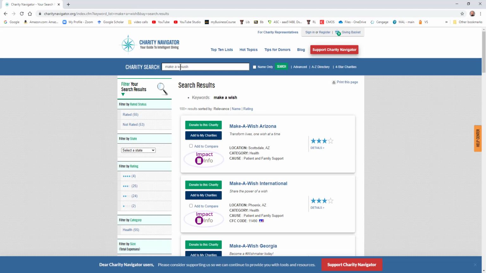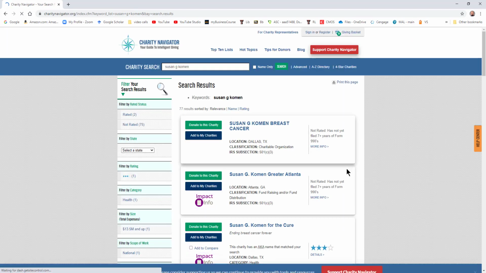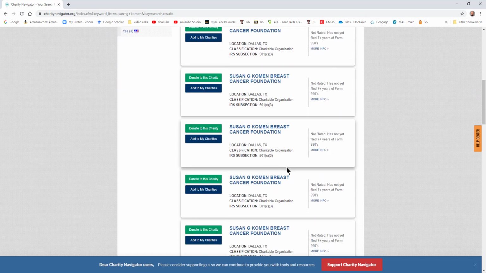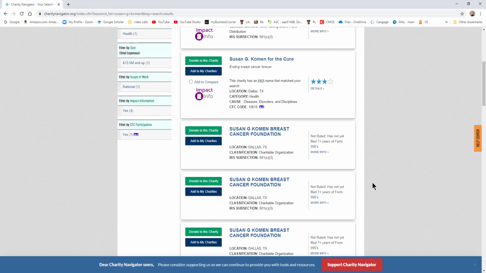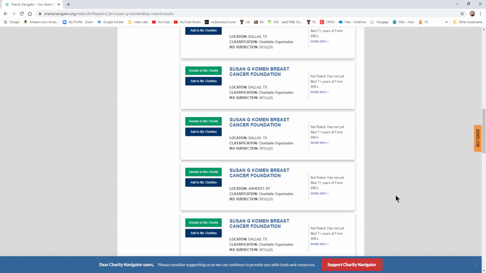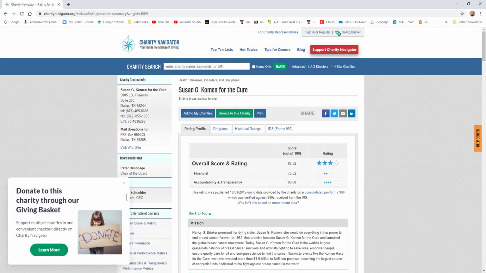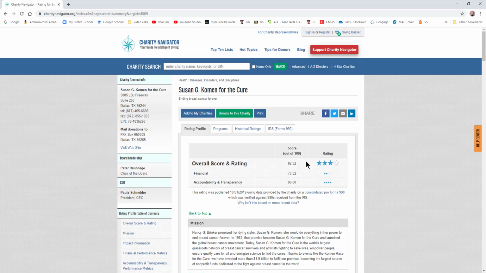But if you're talking about Susan G. Komen, this one tends to take a lot of flack. Susan G. Komen for the Cure, in this case, would be the overall head organization. Whereas if you're talking about Atlanta or a foundation of some kind, they tend to be specific for specific purposes or based on specific chapters around the United States. So when you go into these, click on them, they will give you a rating, overall score.